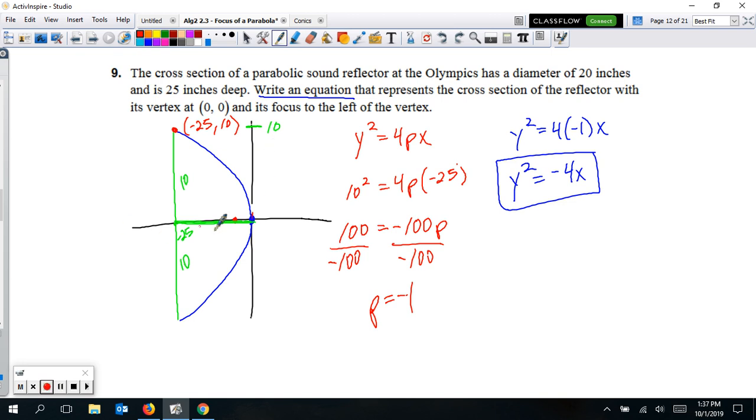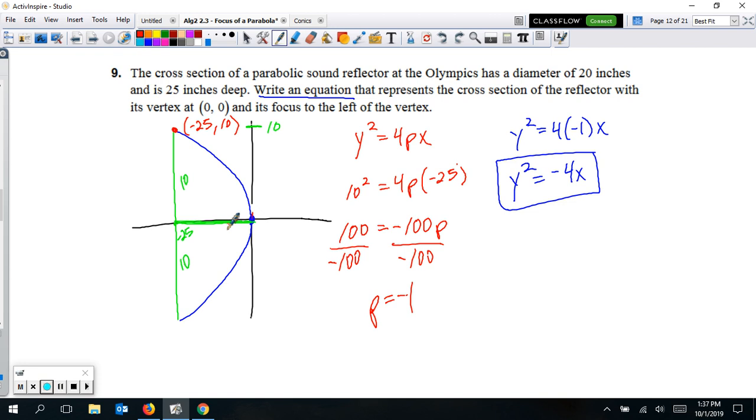So the first thing I did is I drew a coordinate plane. I want to draw this. It says write an equation that represents the cross-section of the reflector, which would just be the parabola. It's at the vertex, so I put a point at the vertex, right 0, 0. It says its focus is to the left of the vertex, so I know my focus is over here. So I just put a point over there. I don't know where it is, but I put a point there in red just to show my focus is this way. That way I know my parabola has got to be opening this direction. It's going to open left.